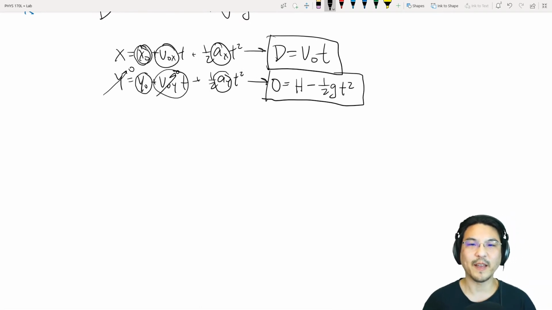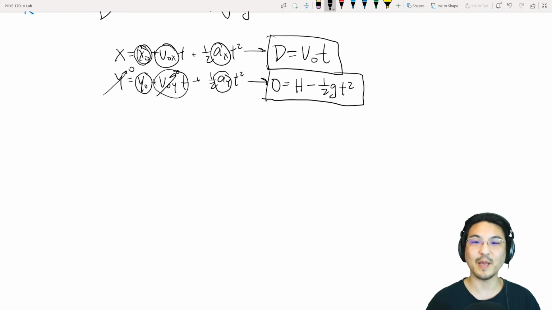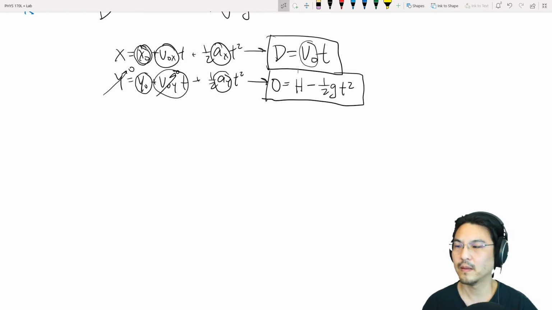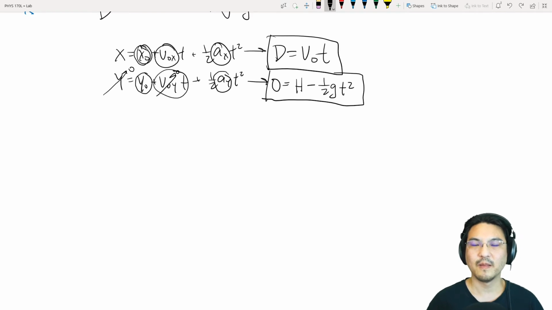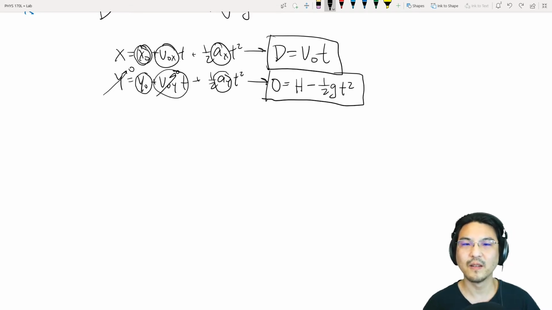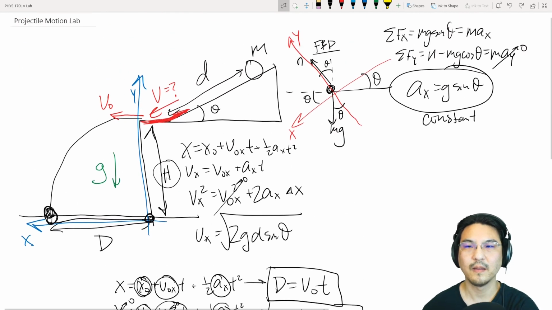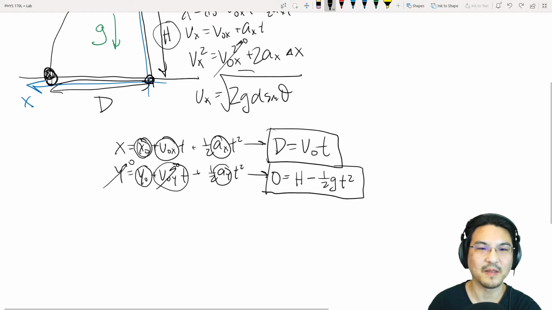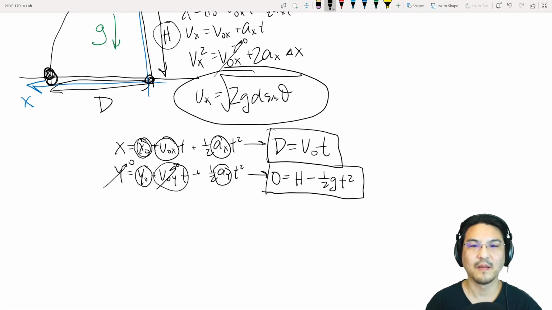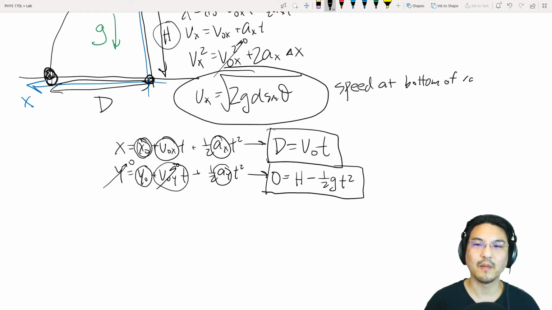So the faster it launches off the table, right, this number gets larger. And then if we want to solve for where does it land based on how fast it's going, let's solve for, let's see, where, oh, here. Okay, so this is the speed at the bottom of the ramp as a function of how high it was.